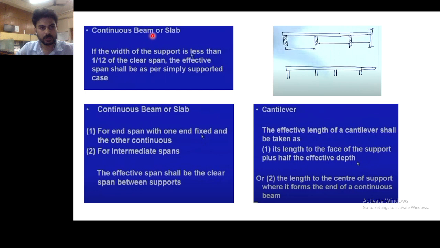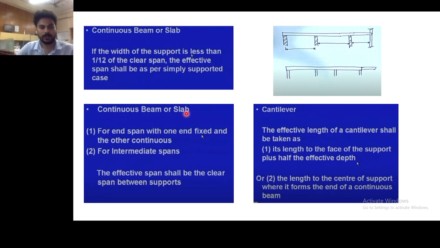For the continuous beam and slab, as given here, if the width of support is less than 1/12 of the clear span, the effective span shall be as per the simply supported case. So for the continuous beam, if the width is very small, like 1/12 of the clear span, then we can directly consider it as a simply supported case.